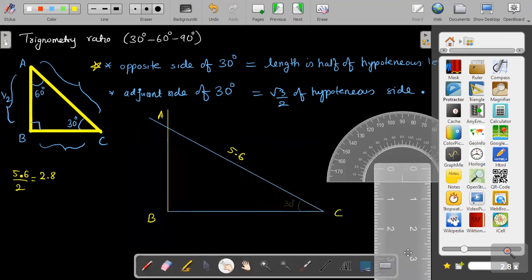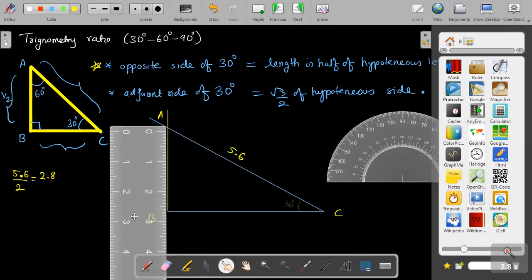Okay. And then if this is half length, what about this length, the adjacent BC? According to the rule, it is saying it is √3 by 2 times hypotenuse. So I have to calculate this and check √3 by 2 times of hypotenuse. Hypotenuse is 5.6. Maybe I can use a calculator because it is √3 value. So √3 multiply 5.6 divide by 2.